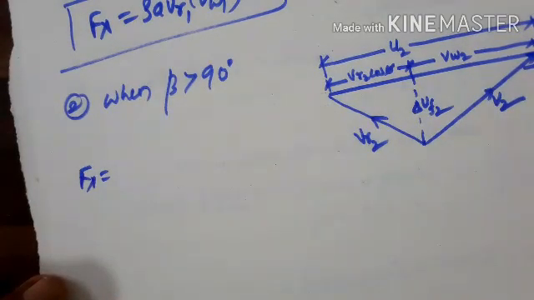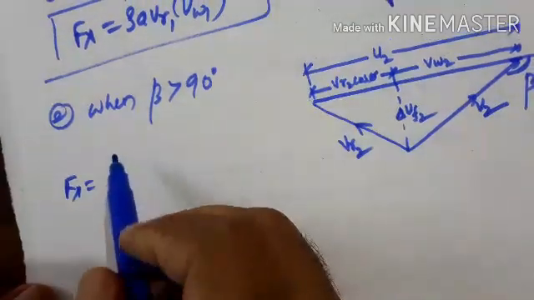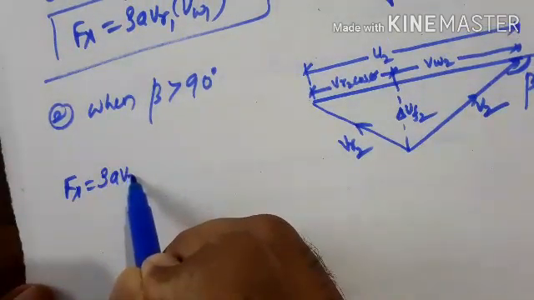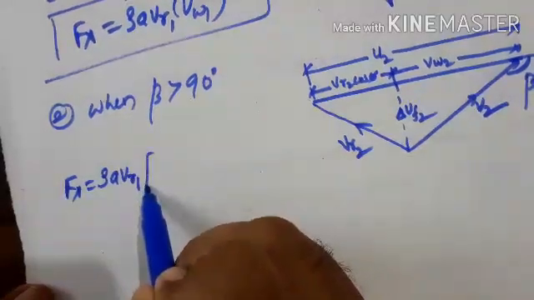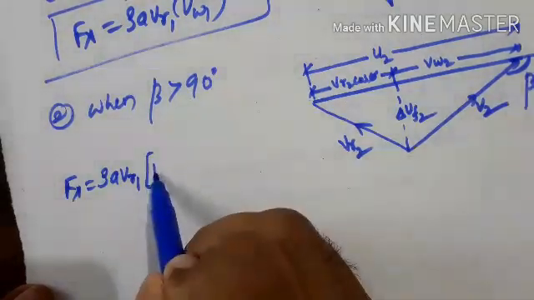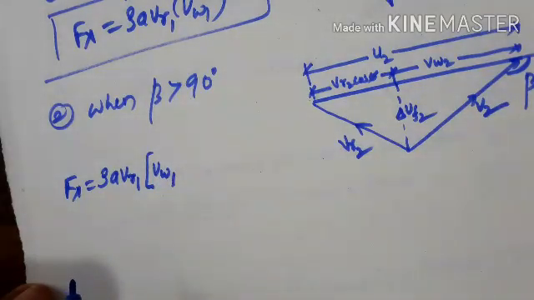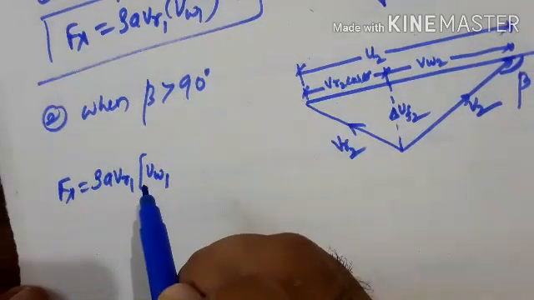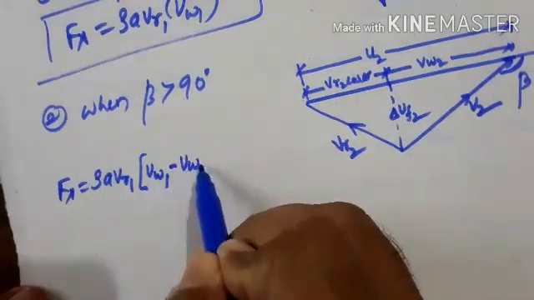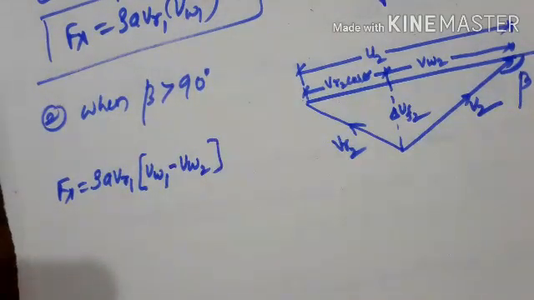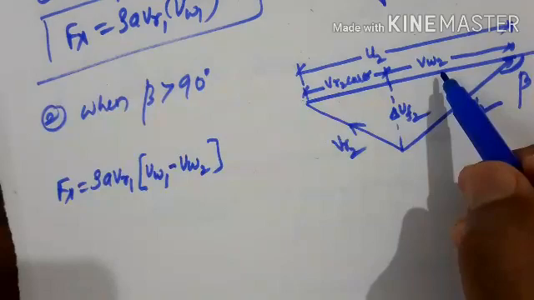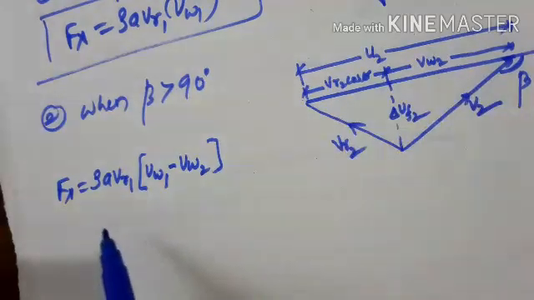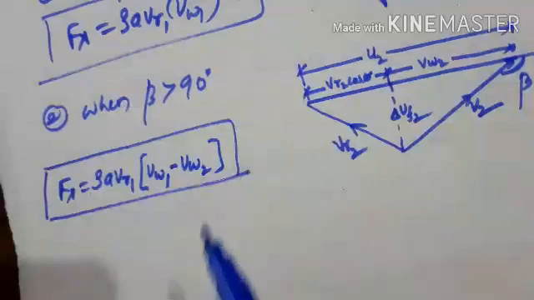what we get for Fx here is rho A VR1 times VW1 minus VW2. So we get minus VW2 here when beta is more than 90 degrees. This is the equation we get finally.